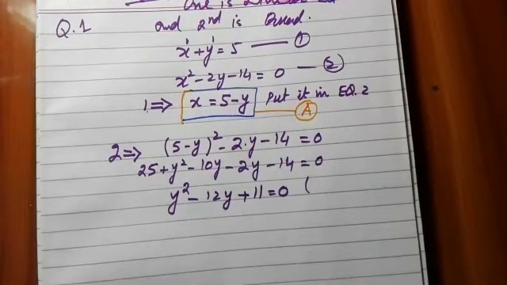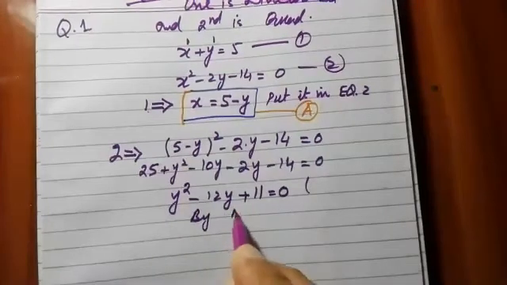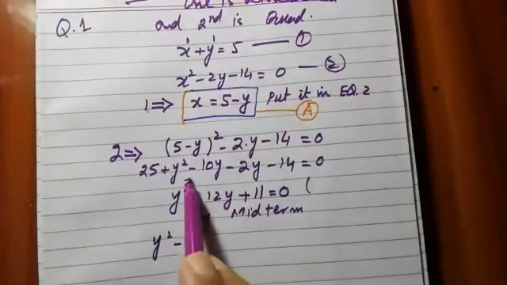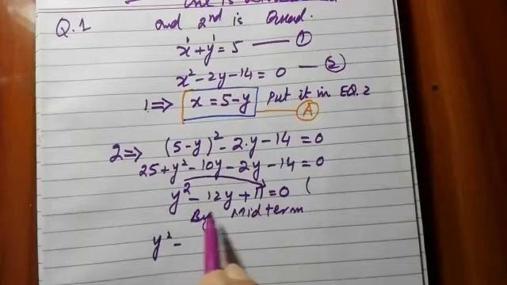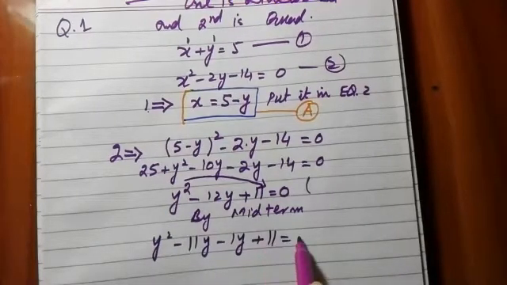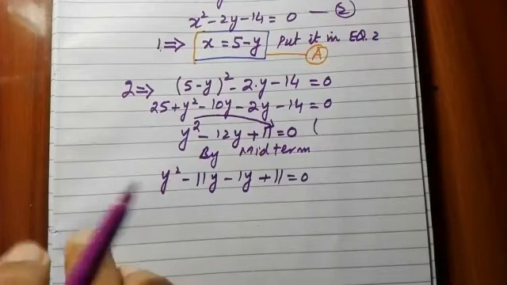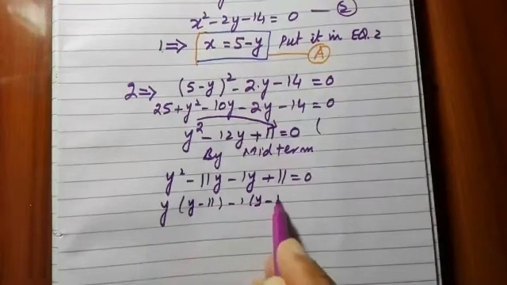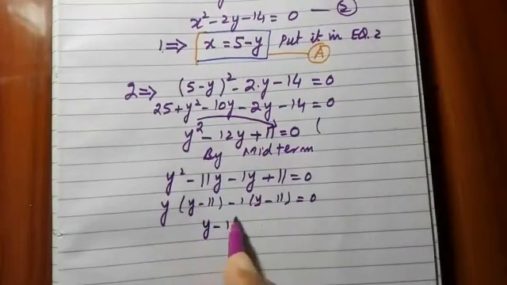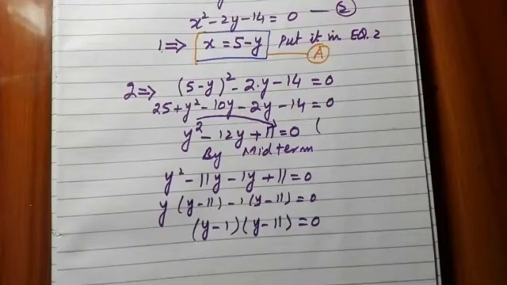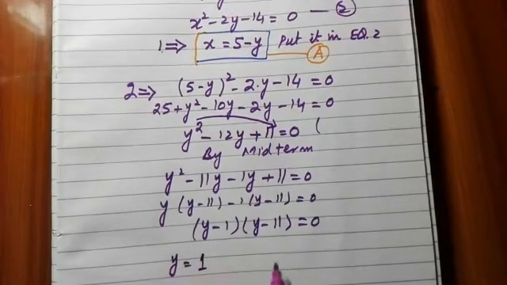Then factorize it by midterm breaking, and you will find the values of y. It will become y square minus, with midterm breaking done like this, 11 into y square, so factors of 11 will be written as 11y minus 1y plus 11 equals to 0. Once you write it, take y common and factorize it. You will get two factors or two values: y minus 1 and y minus 11 equals to 0. So it will become y equals to 1 and y equals to 11.